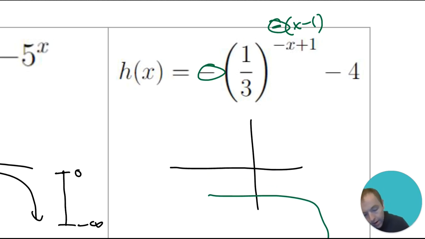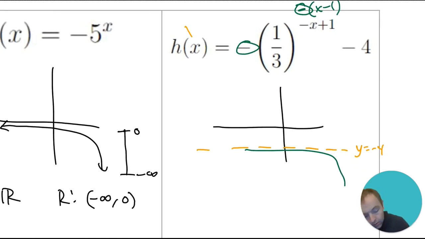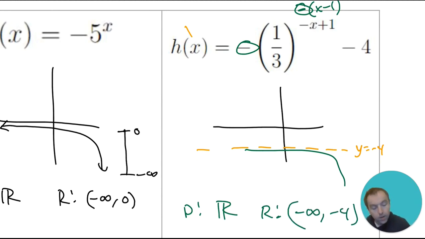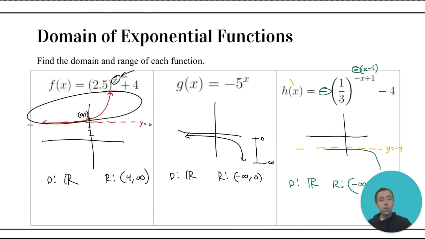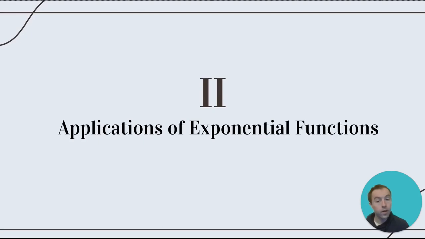The fact that it's gone down 4 means that you do have a horizontal asymptote right here at y equals negative 4. That'll help you find the range. So the domain is going to be all real numbers still. It's true for any exponential function. And then the range would be only numbers below negative 4, so negative infinity all the way until you get to negative 4. Okay? So they should be easy enough that you have a rough picture in your mind, or you just sketch it out. You can pretty easily figure out the possible inputs and possible output values in exponential functions.